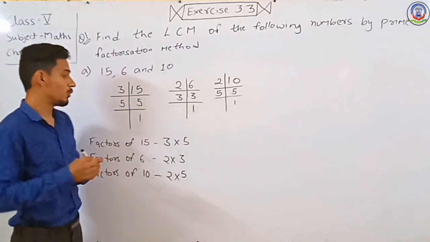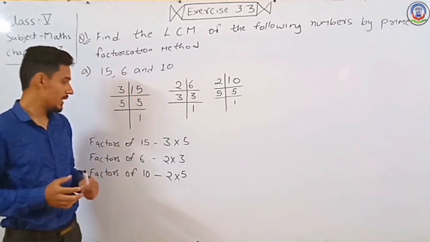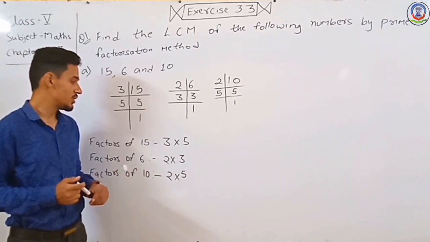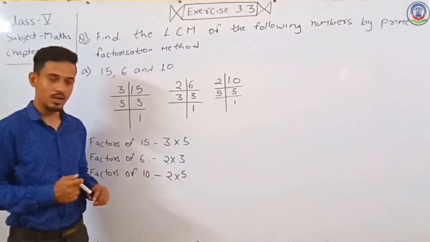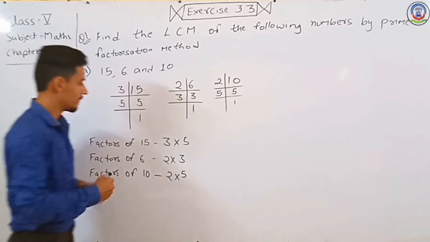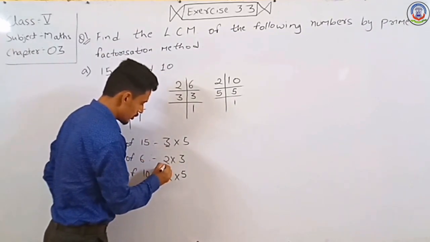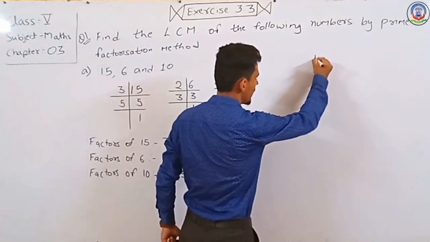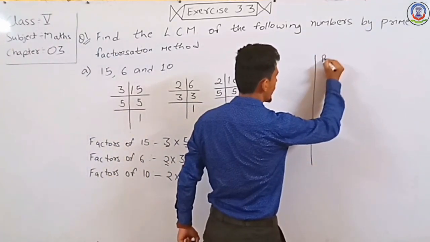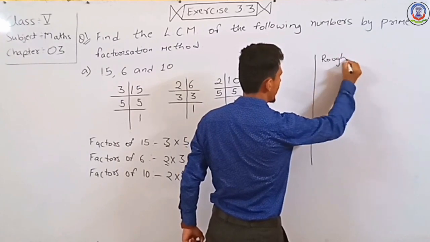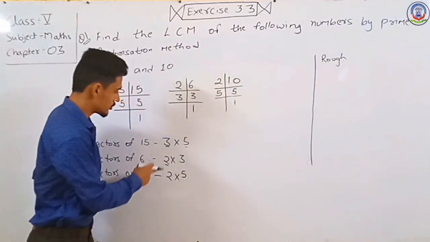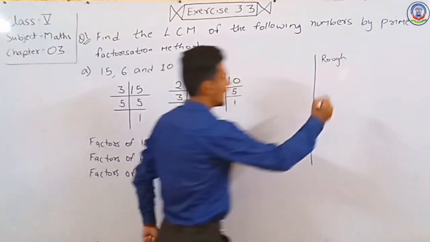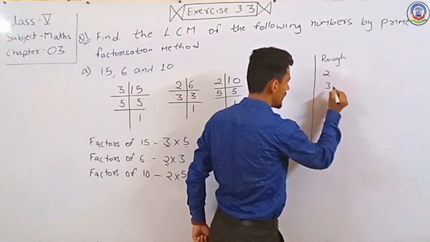Now we have to consider all the numbers which have largest number times repeated. So we have 3, 2 and 5. So at rough, what we have numbers? 3, 2 and 5. So we write here 2, 3 and 5.